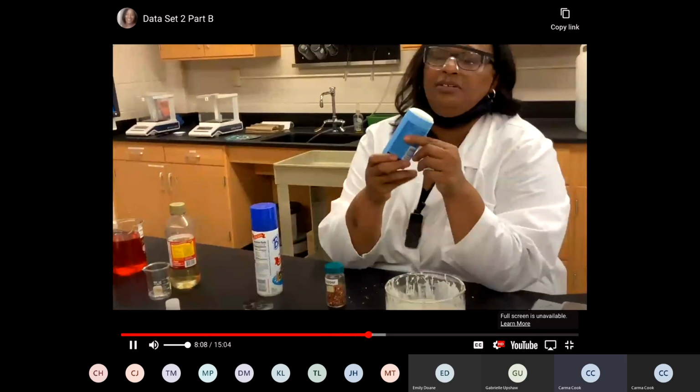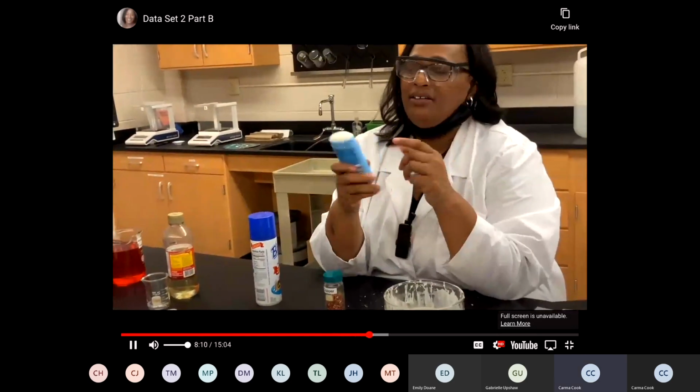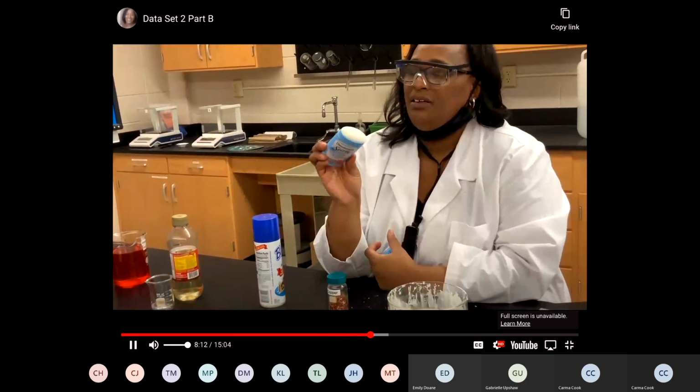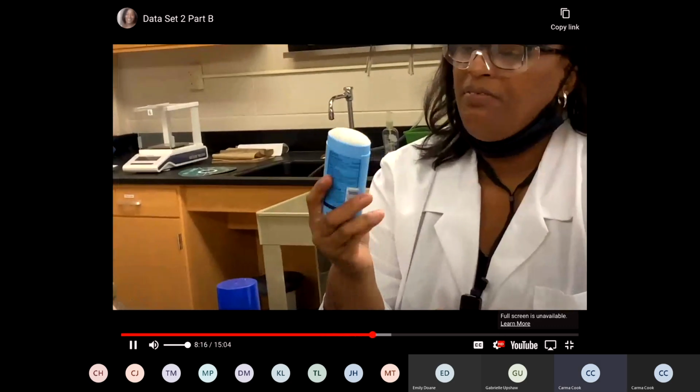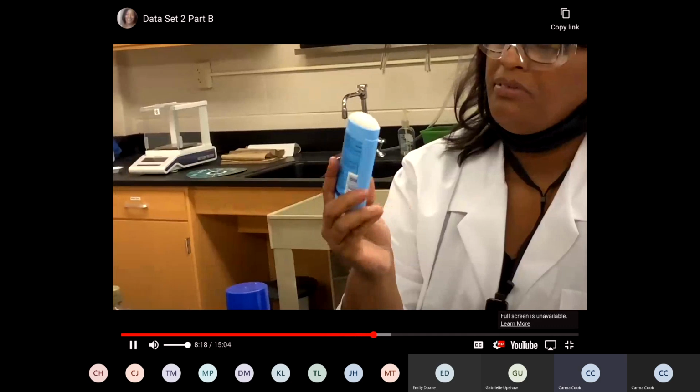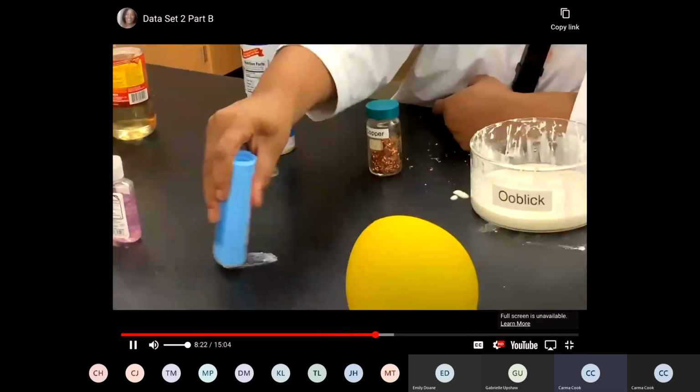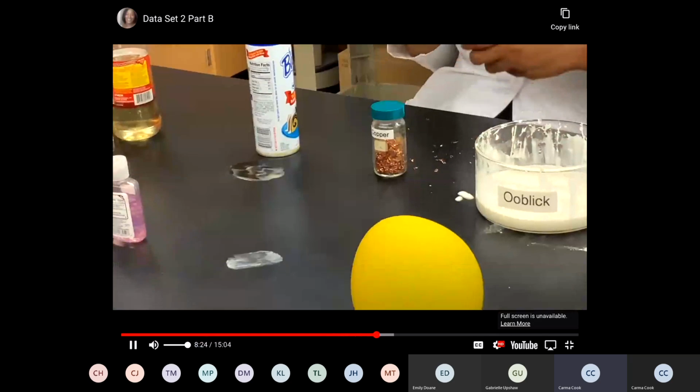And now the balloon has the helium inside of the balloon. And so think about the helium filling the balloon. Does that give helium the properties of a solid, liquid, or a gas, or does it fall into more than one category?